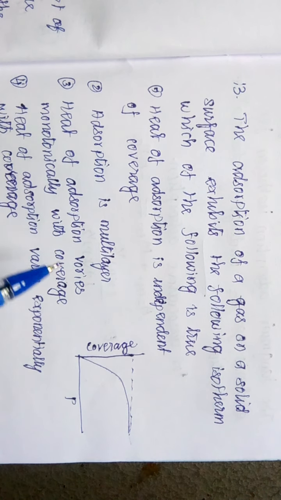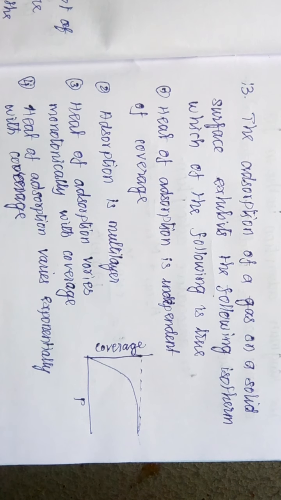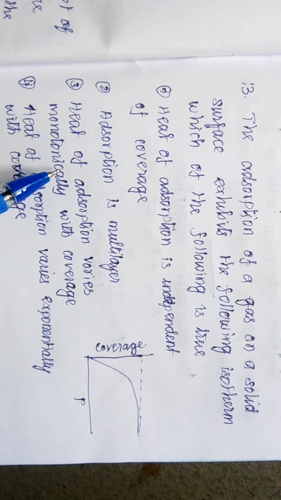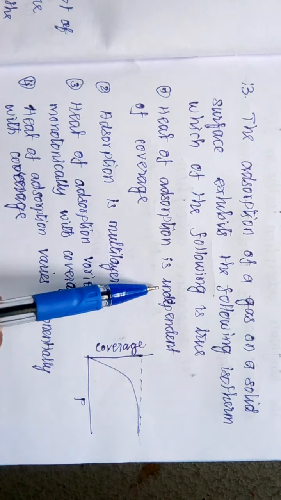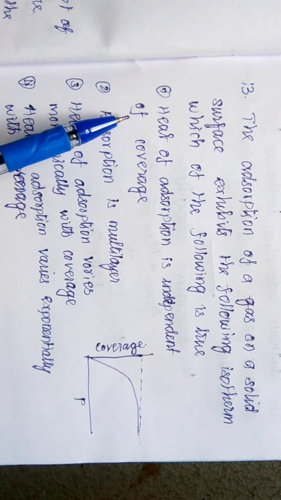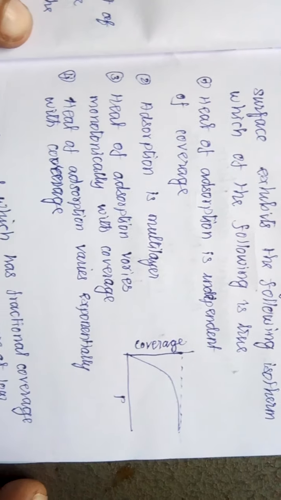The heat of adsorption varies monotonically with the coverage. Here it does not vary monotonically, it will change. And the heat of adsorption varies exponentially with the coverage. So this is also the wrong one. This is also the wrong one. The first only is the right one. The heat of adsorption is independent of coverage. This is the right one for this physical adsorption. Now I'll see the next one.